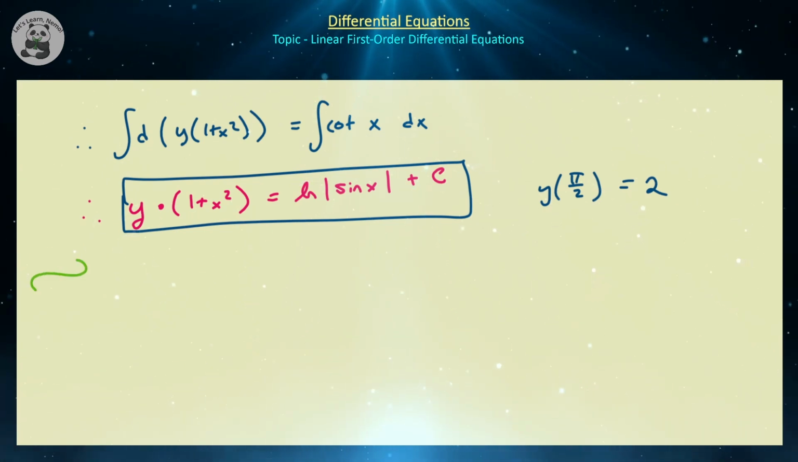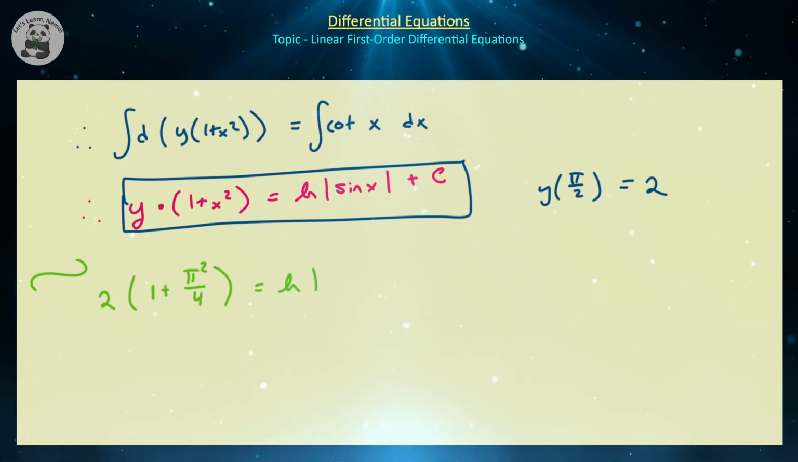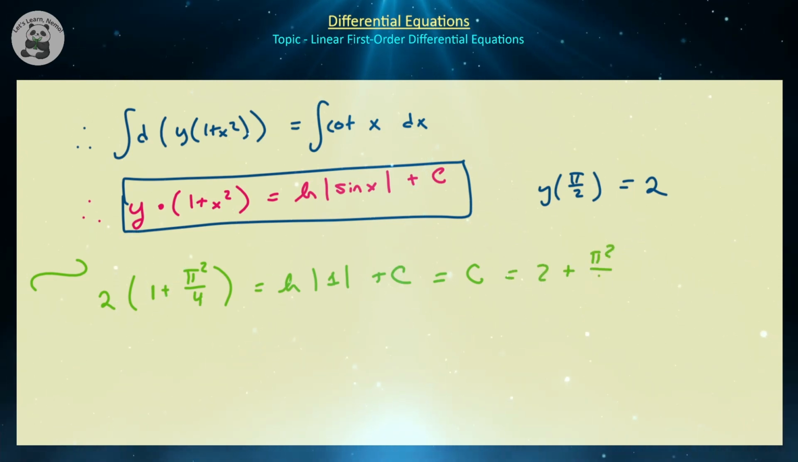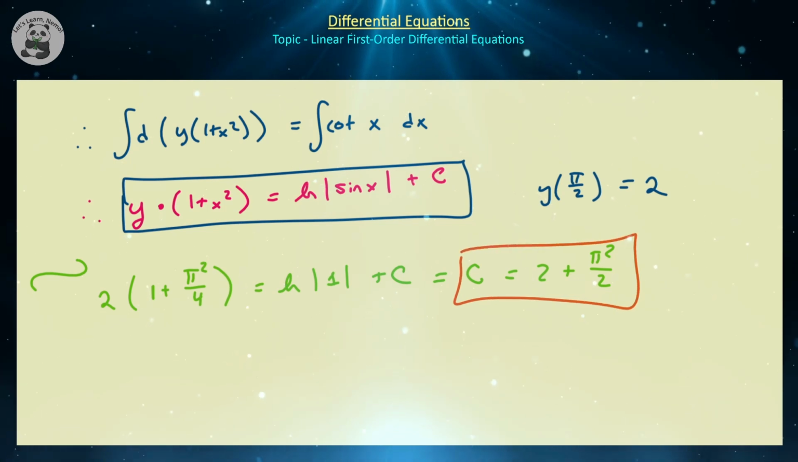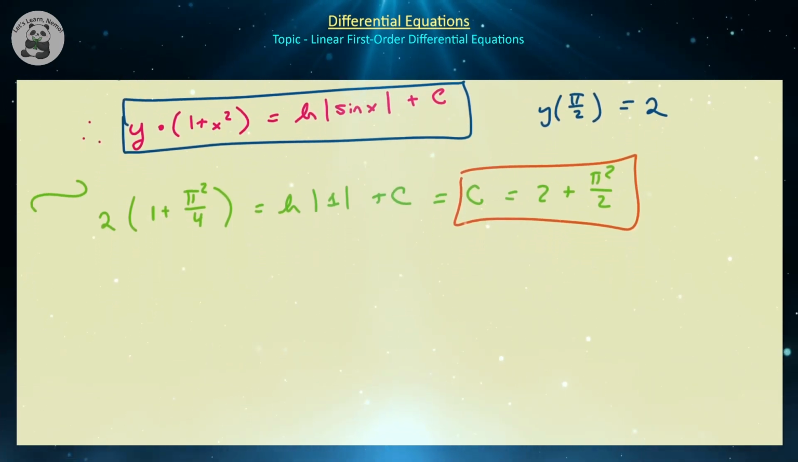So y must be equal to 2, and then we're going to have 1 plus pi over 2 squared, so that's going to be pi squared divided by 4, is going to be equal to the natural log of the absolute value of sine pi over 2. So what is sine of pi over 2? Pi over 2 is 90 degrees, so that's going to be the natural log of the absolute value of 1, plus c, but the natural log of 1 is 0, so the right-hand side is just equal to c. So what we have here is c is equal to 2 plus pi squared over 2. So that is our particular constant.